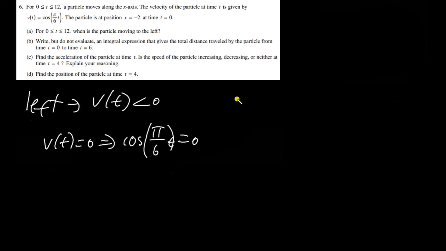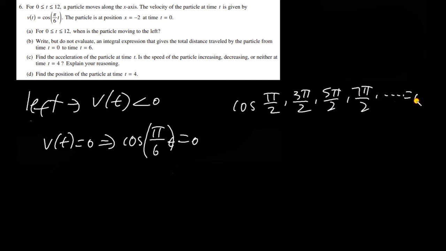So now you have to think about, all right, what cosine of what equals 0, right? Well, let's see, cosine of pi over 2 equals 0, right? Cosine of 3 pi over 2 equals 0. Cosine of 5 pi over 2 equals 0. Cosine of 7 pi over 2 equals 0. And so on and so forth, right? Those are all equal to 0.